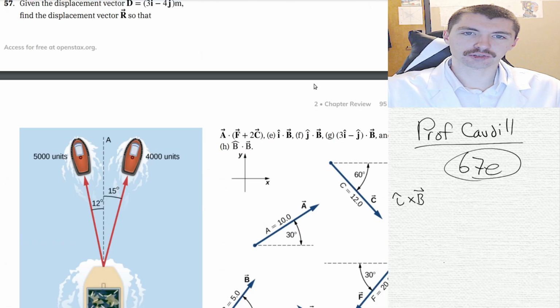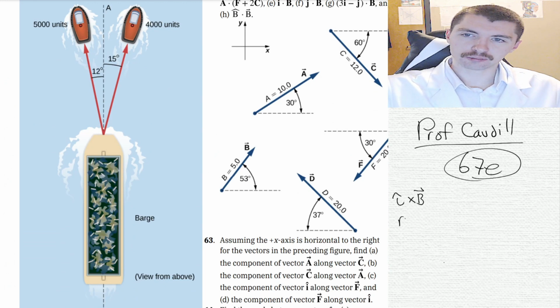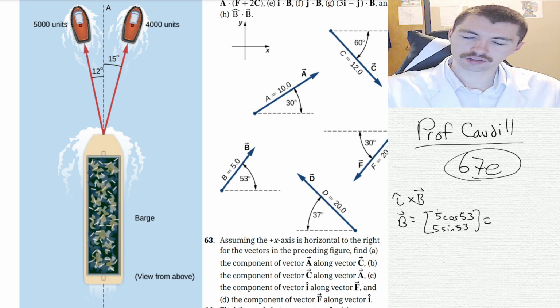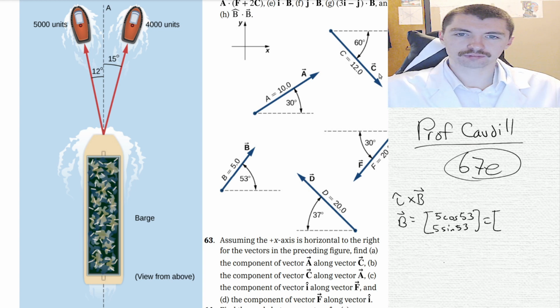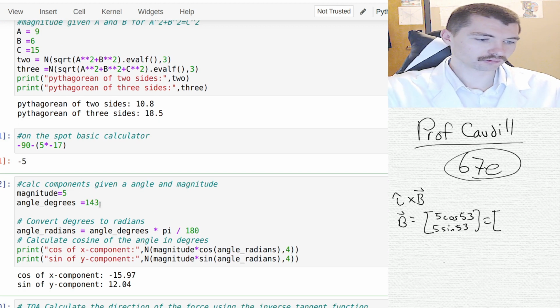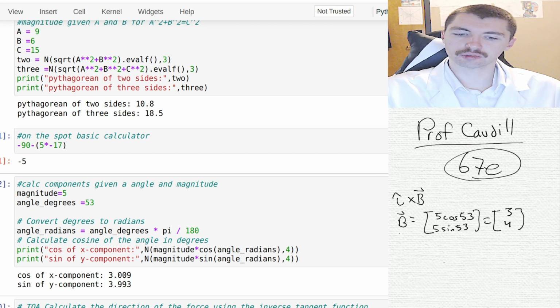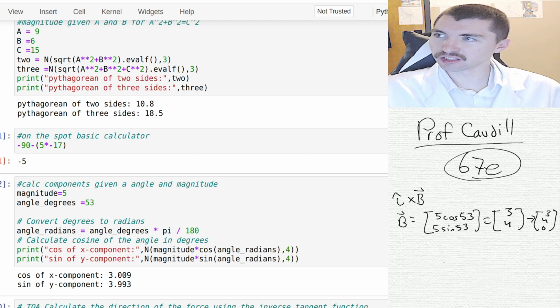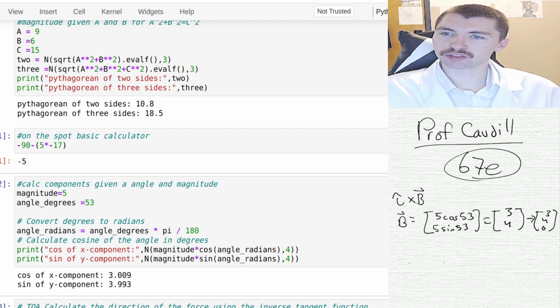So we know I, that's just a unit vector. So B is going to be 5 cosine 53, 5 sine 53. It's going to give us 3 and 4. So we're going to rewrite this as 3, 4, 0, because apparently cross product needs to be 3 dimensions.